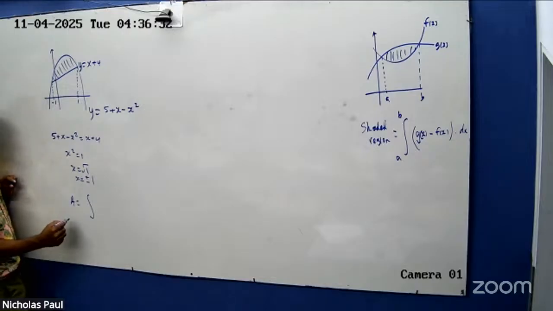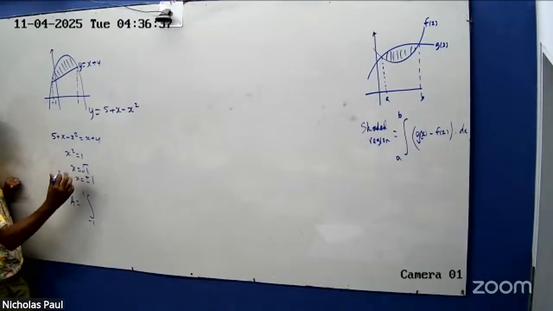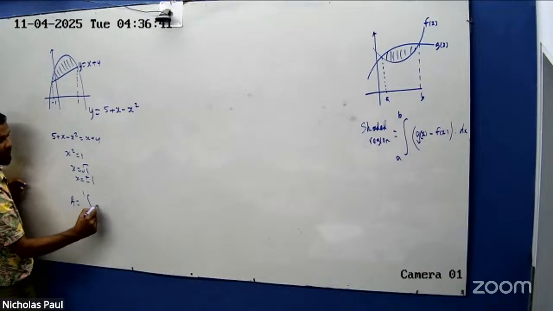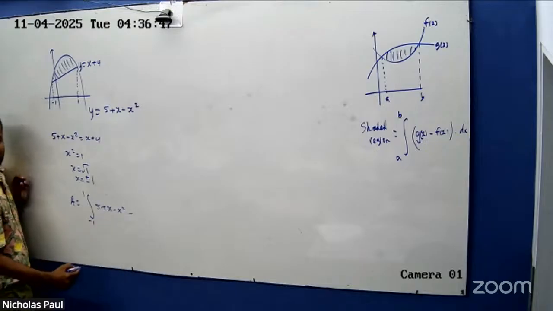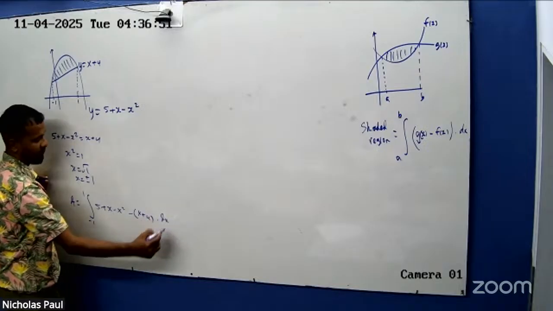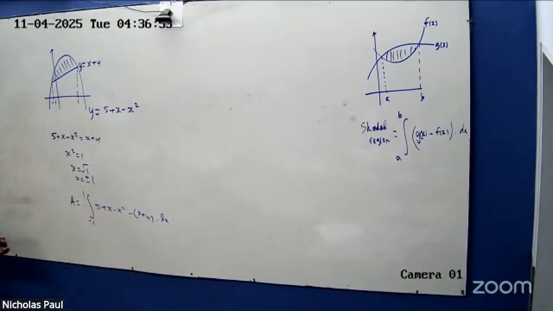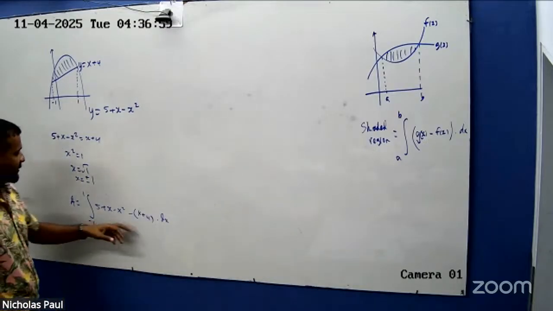Plus and minus 1, and what minus what? The curve, right? The curve is 5 plus x minus x squared, minus the line, x plus 4. That's it. So you get it, right? Simplify it out.